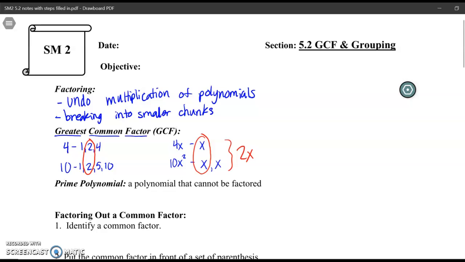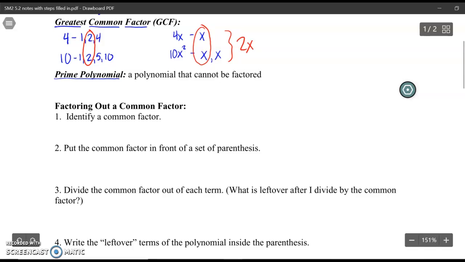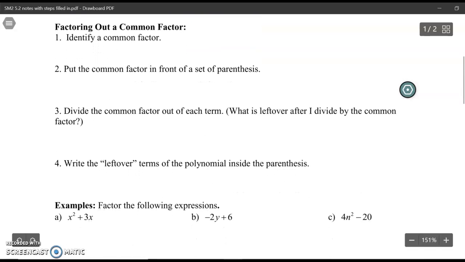Okay. So one more thing in this section is that we have something called a prime polynomial. So remember, a prime number means that you can't break it down. It doesn't have any factors besides 1 and itself. So a prime polynomial just means that it's a polynomial that can't be factored. You can't break it down any smaller, you can't undo any kind of multiplication there. And we'll see some examples of prime polynomials throughout the unit. So let's jump into factoring out a greatest common factor.